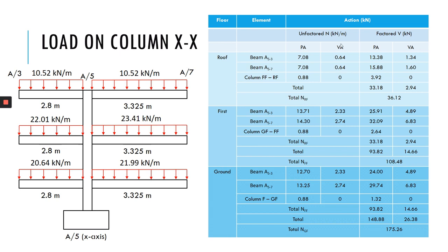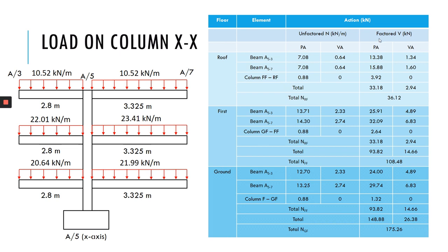So here I do already separate for the unfactored load on top of this beam for each floor, roof, first and also ground floor. For the roof floor, we have beam A53, beam A57, and column from first floor to roof floor. For the first floor, beam A53, A57, and also column ground floor to first floor. And we have ground floor for the beam A53, beam A57, and column F2, foundation to ground floor here. Okay, so this is the unfactored load.